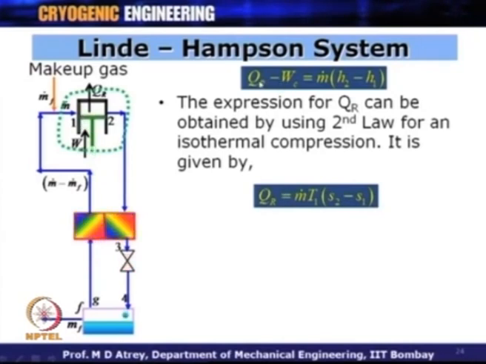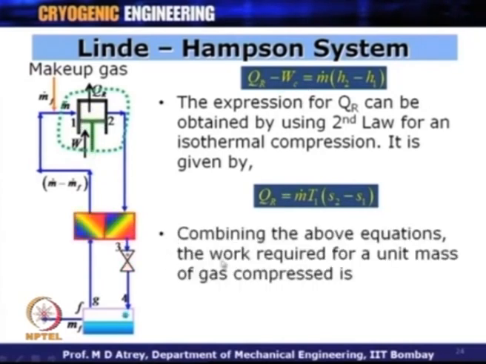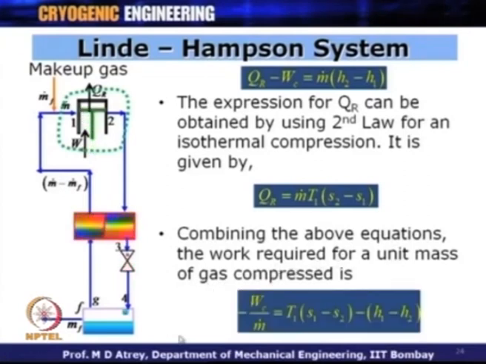If you put this value over here and rearrange the terms, combining the above equations, the work requirement per unit mass of gas compressed is minus WC upon m dot is equal to T1 into (S1 minus S2) minus (H1 minus H2). This is the work of compression per mass of gas which is compressed, and this is the expression one has to use to calculate the work of compression if the gas is compressed from point 1 to point 2 isothermally at temperature T1.